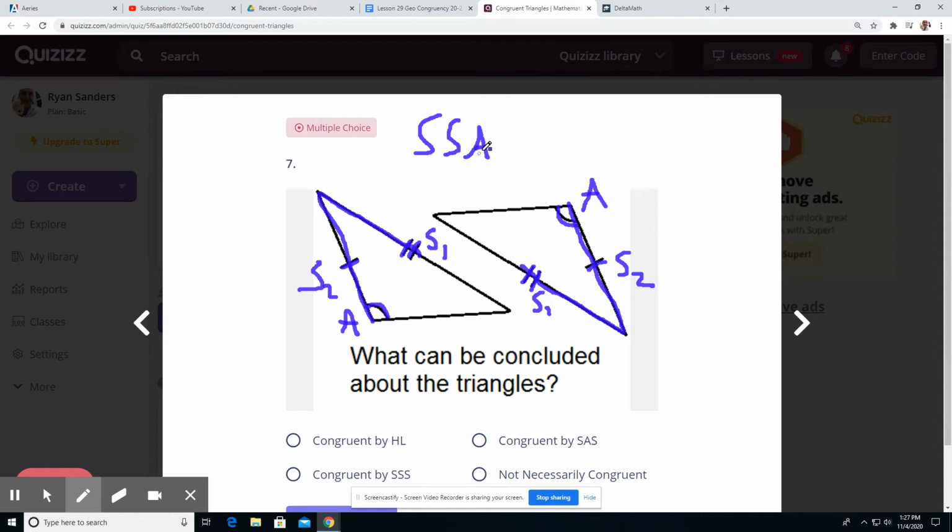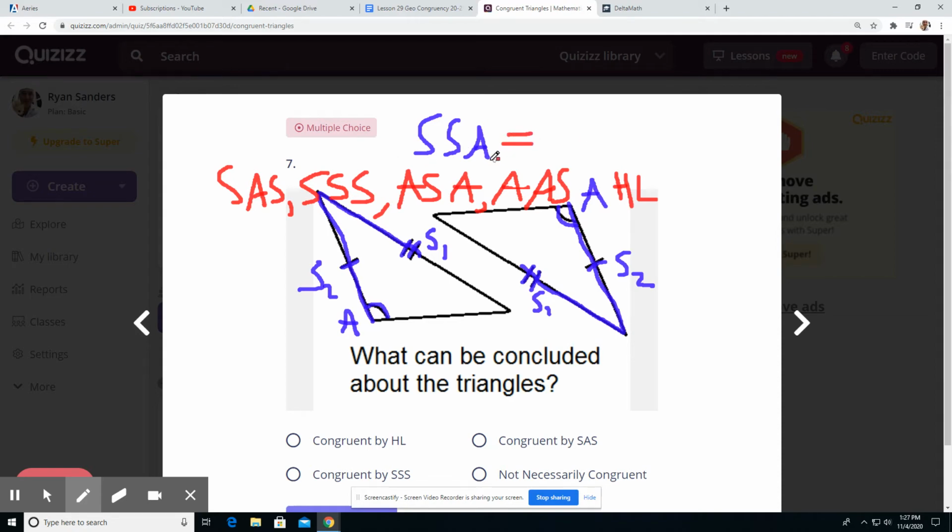Is that one of our sayings that we say? Is that one of our postulates? Well, let's check. Side, angle, side, side, side, side, angle, side, angle, angle, angle, side, and hypotenuse leg. Is SSA one of those? And this is a good point. It doesn't matter the order here. So this is usually when we say it side, side, angle. We could also say it the other way, angle, side, side.